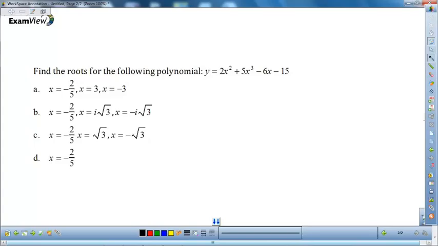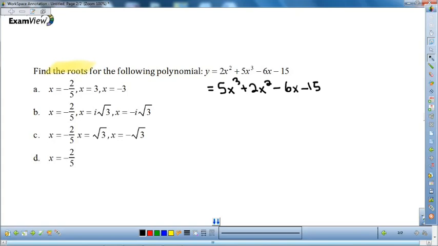So we need to find the roots of the polynomial. Roots is another word for x-intercepts or zeros. I noticed first of all that this is not in standard form. So the first thing I'm going to do is rewrite it so my highest power is first and then it's moving in descending order.